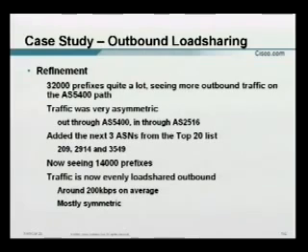So I added the next 3 ASs from the top 20 list. So 209, 2914, and 3549 went in there. Now I got 14,000 prefixes, and traffic was now evenly load balanced going out. There's about 200 kbits per second on both links. And what was even more surprising, it was symmetric.